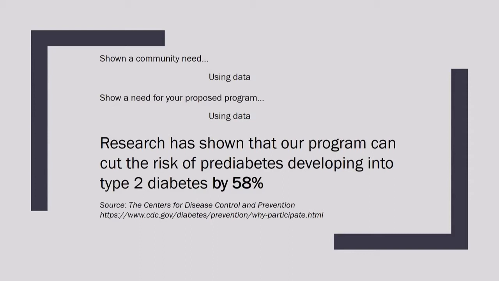Now show the grant reviewer that this proposed exercise program will work using data. Well, research has shown that the proposed program can cut the risk of prediabetes developing into type 2 diabetes by 58%. Whoa. So there's a need in the community, and we've just seen there is a need for this program in particular. Let's jump to outcomes. Here's what an application answer might say using data.